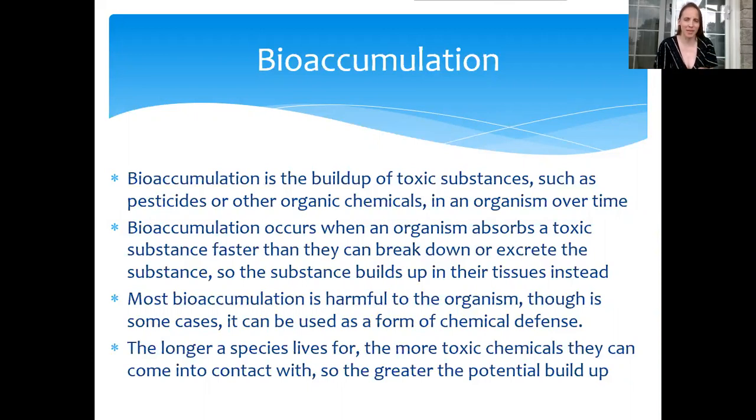Because bioaccumulation is a buildup of toxins over time, species that live longer tend to have more potential for bioaccumulation and therefore have a greater risk of having a buildup of toxins in their system if their ecosystem or their environment has those toxins present.